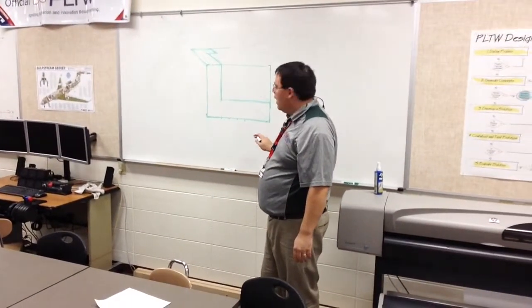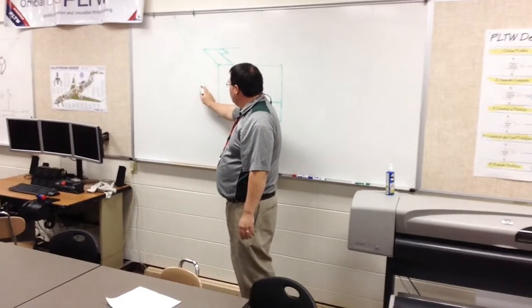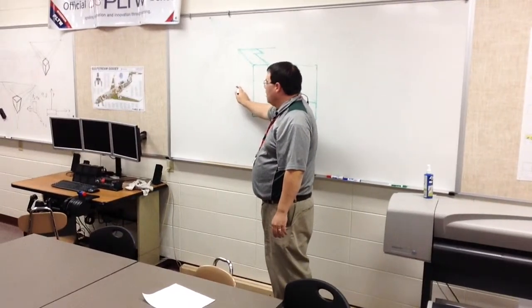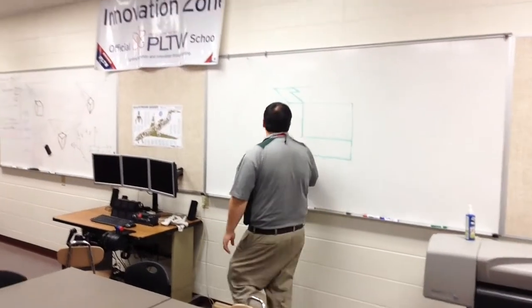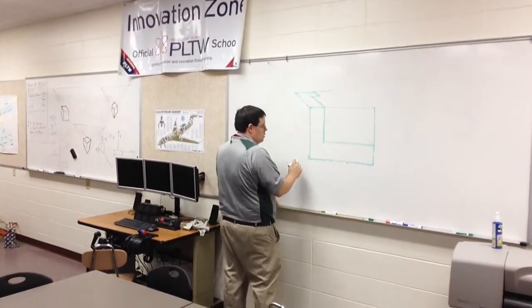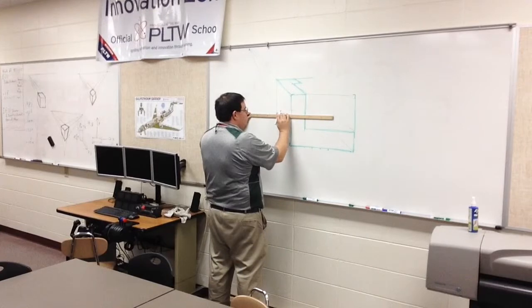And then I'm going to look here. This is where the back corner is. I'm going to draw a horizontal line straight across until it meets it. Just a construction line again, though. It's not going to be an object line.